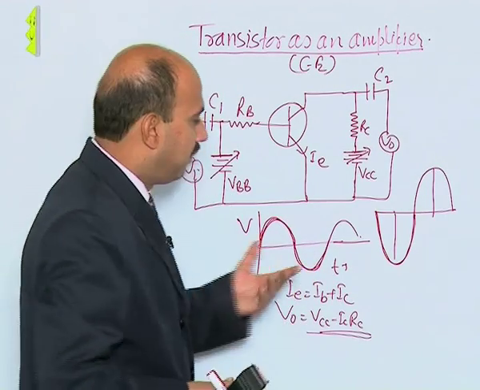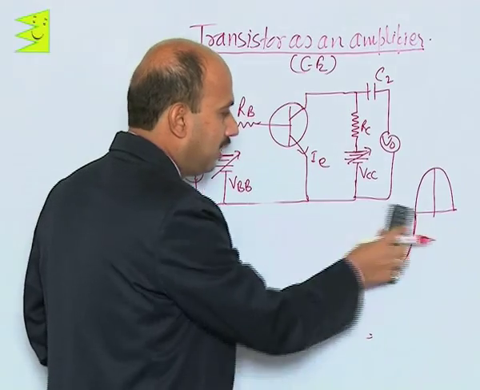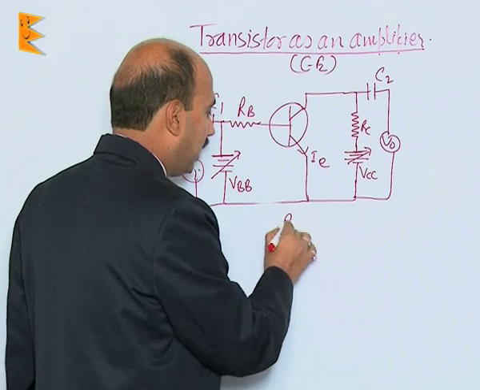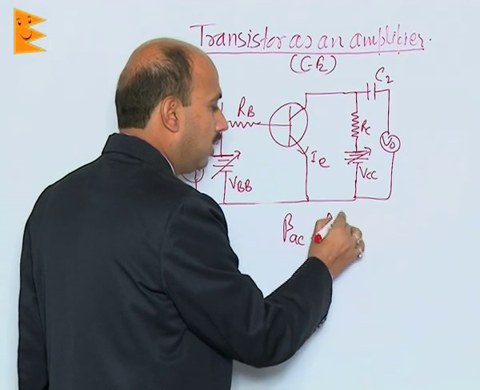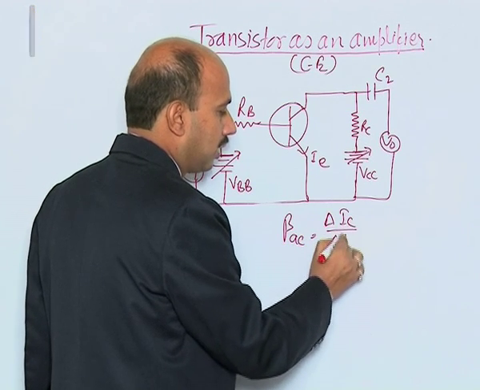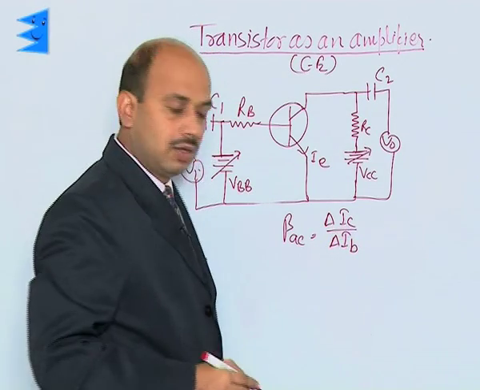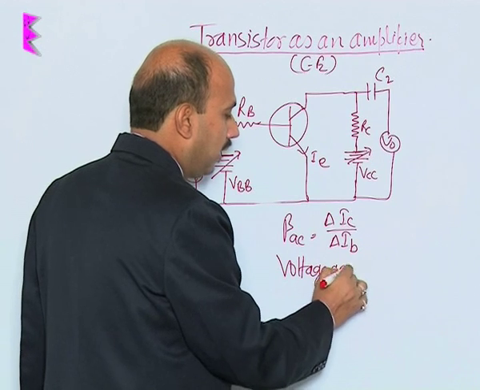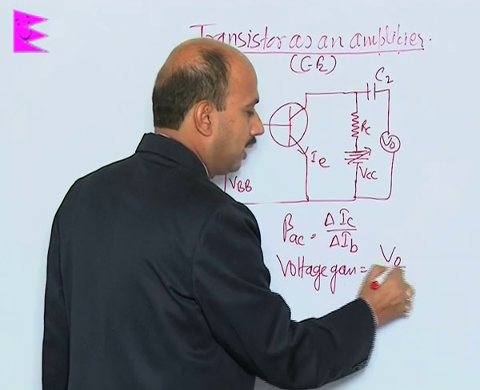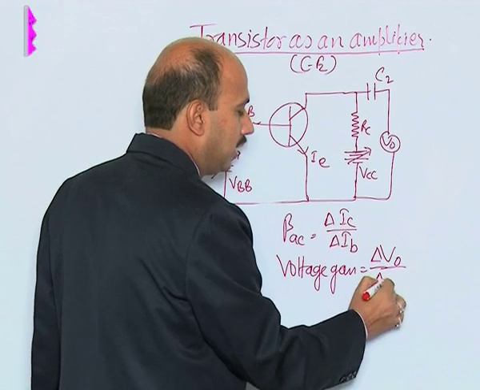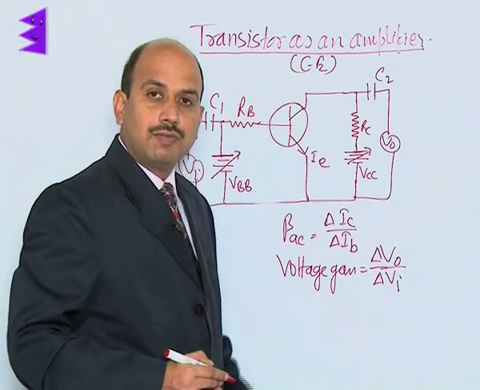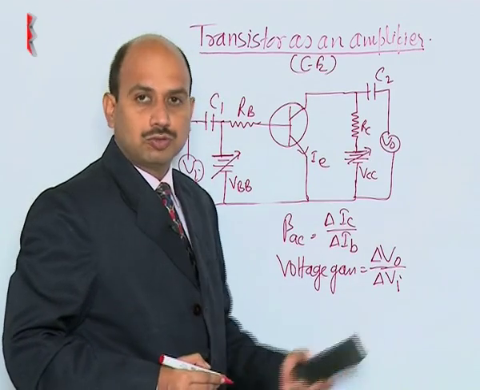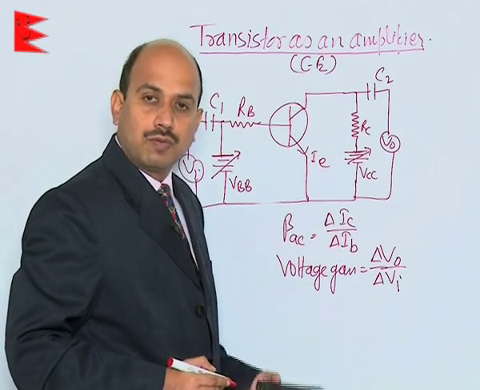So we can see the different factors here. We can take first the current gain, that we can write as AC current gain, that is beta AC, is equal to delta IC, that is the change in collector current, upon change in base current. Then we can also write the voltage gain. Voltage gain is equal to change in output voltage divided by change in input voltage. And from the previous graph, the transfer characteristics, we can see this is negative, which also shows the output is out of phase.